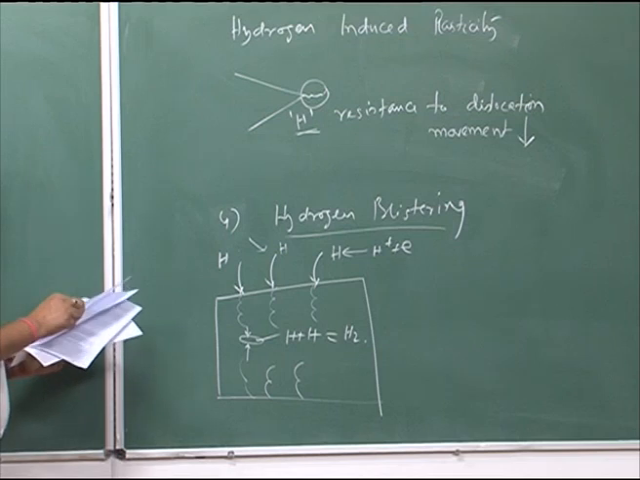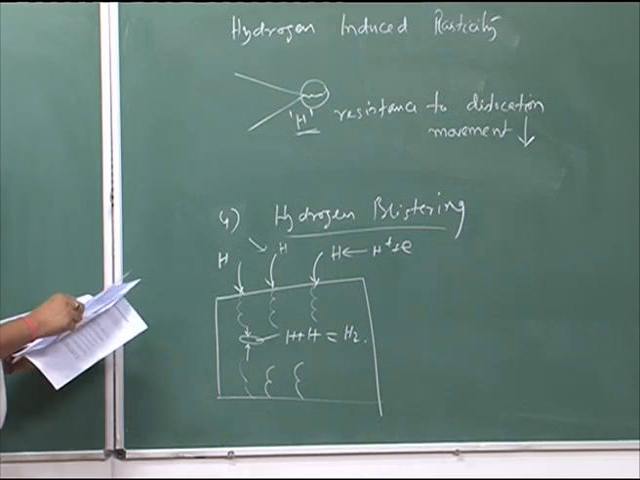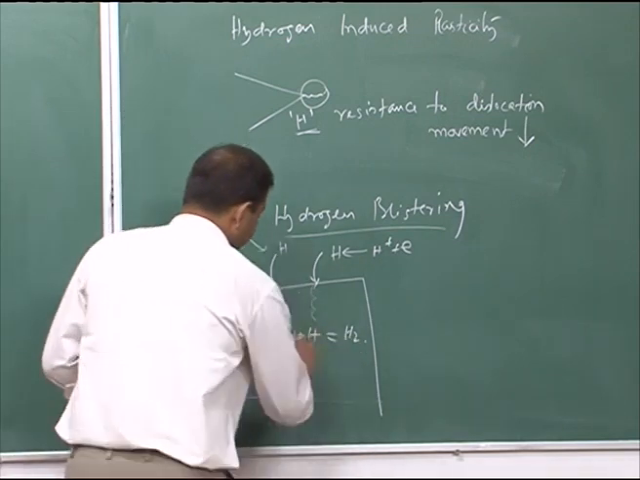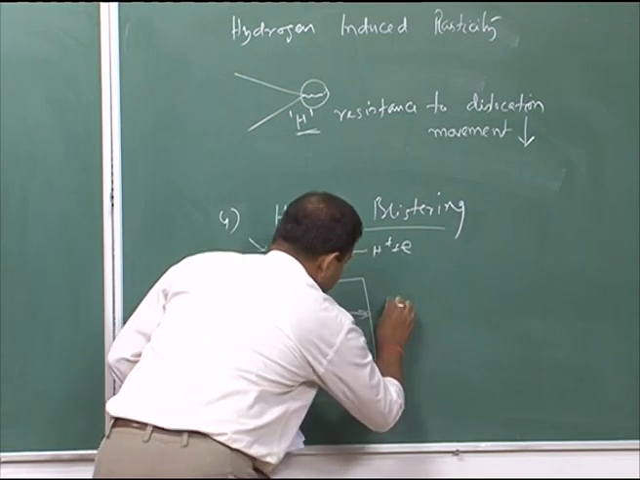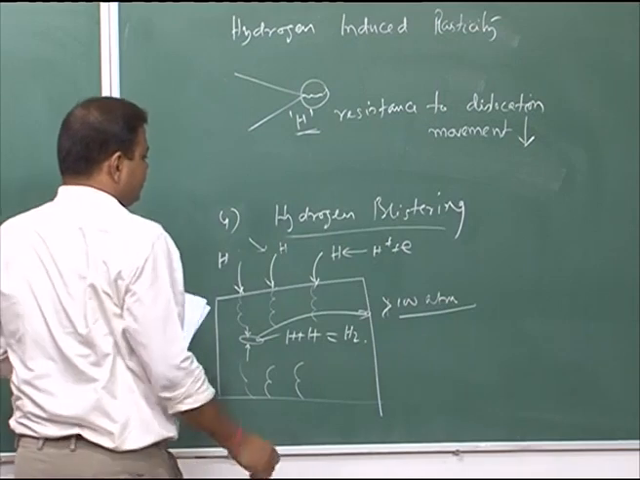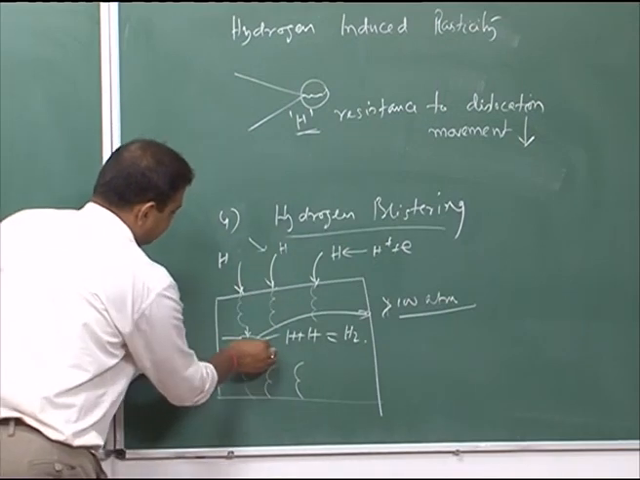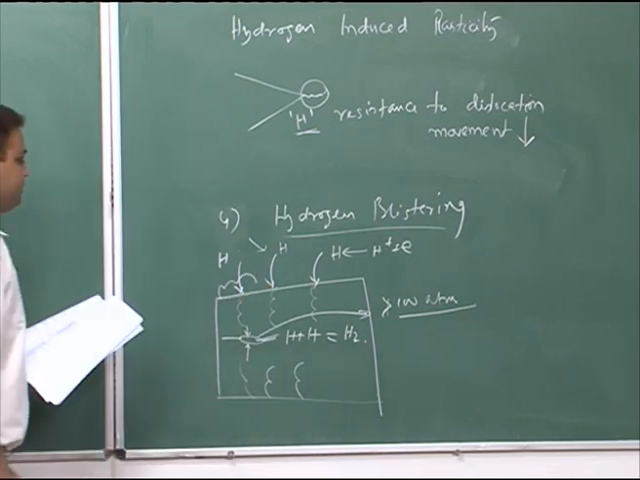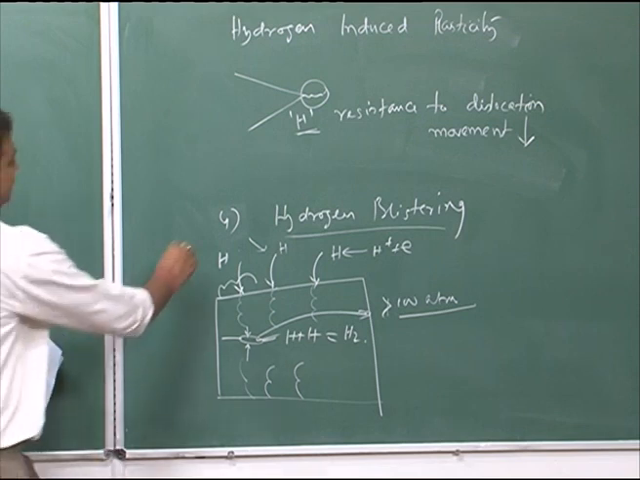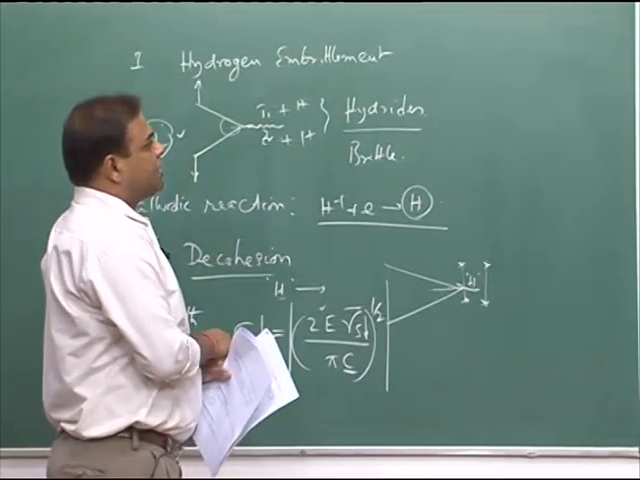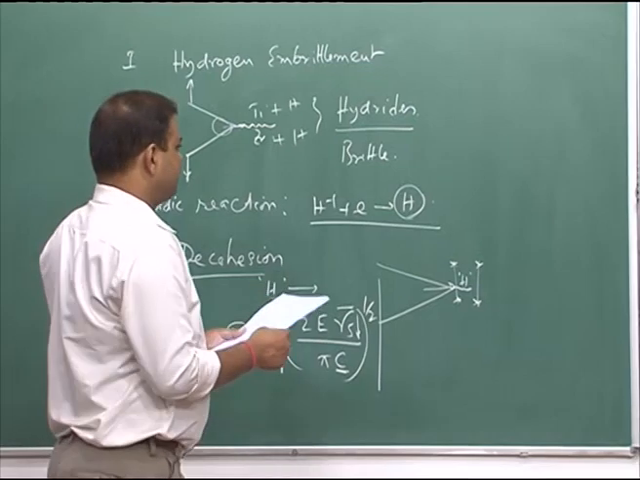The pressure could reach around more than 100 atmosphere or something like that. So, at that pressure brittle fracture can propagate and there could be a blistering effect on the surface. So, this is called hydrogen blistering. So, now we have 4 different ways of hydrogen induced cracking.